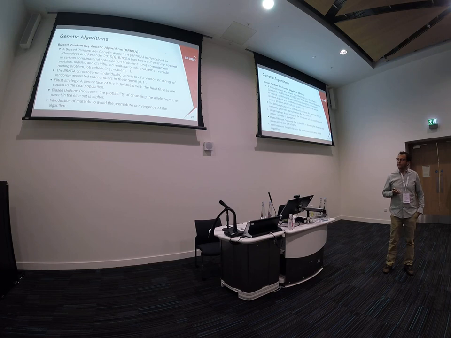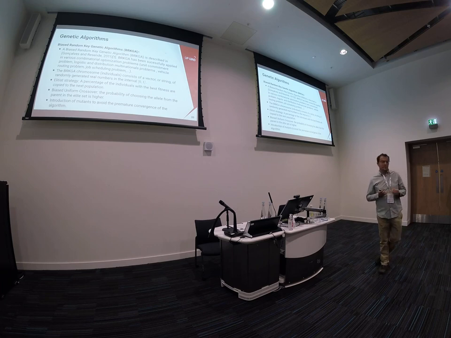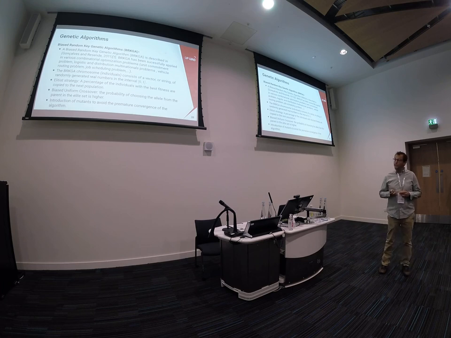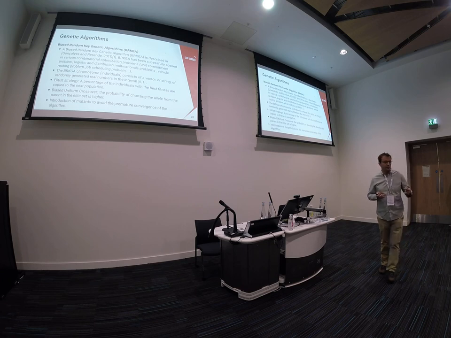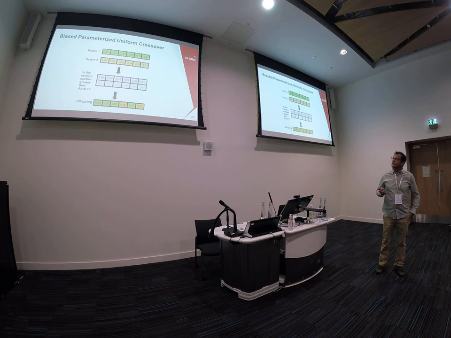This algorithm has an elitist strategy in two phases. First, a percentage of individuals with best fitness is copied to the next population, and we also have a uniform crossover where the probability to choose an allele from the best parent is higher. We also introduce mutants, that are individuals randomly generated to prevent a premature convergence of the algorithm. Here we illustrate the uniform crossover, where we can see that for parent one in the elite set, their alleles have a high probability to be selected.